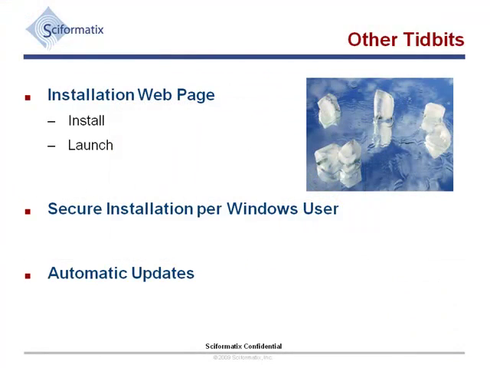Finally, I have a few useful tidbits for you. First, the SciLIMS installation web page can be used to both install and launch SciLIMS. Second, the SciLIMS application is installed securely only for the current Windows user on the PC. If there are other Windows users for that PC, you'll want to install it for that user as well. And lastly, any updates to the SciLIMS application will be applied automatically, ensuring that your SciLIMS is always up to date. That wraps up this training video.